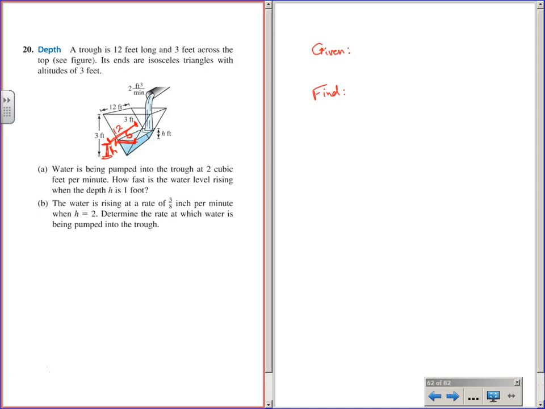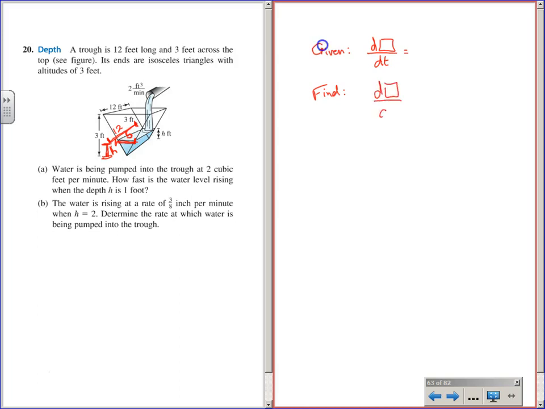Because I need to go ahead and figure out d box d theta. They almost always give me something. And they're almost always asking for some sort of given thing on the boxes. So to go ahead and check out letter A. Water is being pumped into the trough at 2 cubic feet per minute. So that's my given, 2 feet cubed per minute.